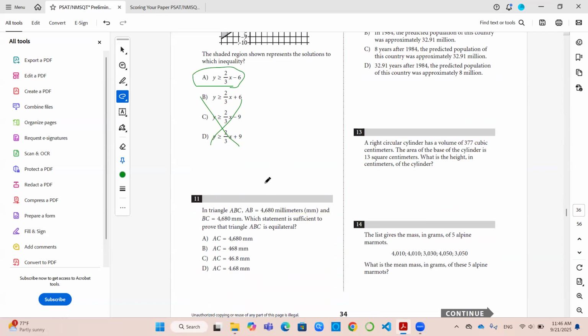In the triangle ABC, AB is equal to 4,680 millimeters and BC is 4,680 millimeters. Which statement is sufficient to prove that triangle ABC is equilateral? Equilateral means all sides of the triangle have to be equal. And B, C, and D, they're not 4,680 millimeters, so I could immediately eliminate these and choose the answer choice A.